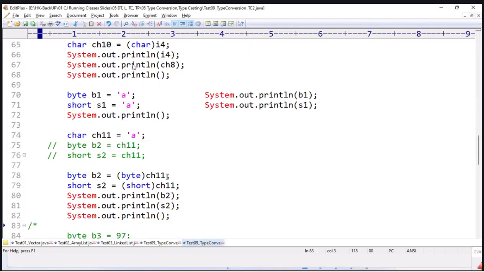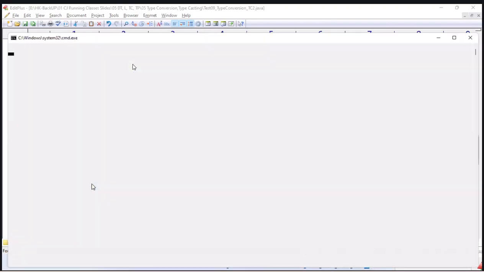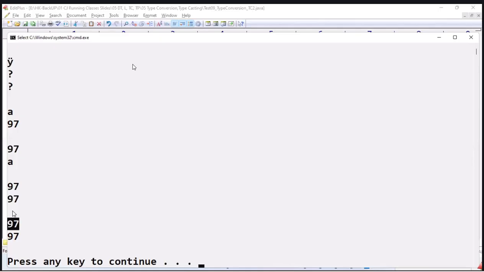The compiler takes character and byte, compatible? Yes. Character and short, compatible? Yes. What character is available in ch1? A is converted to the number 97 and stored. What is the output printed? 97, 97.